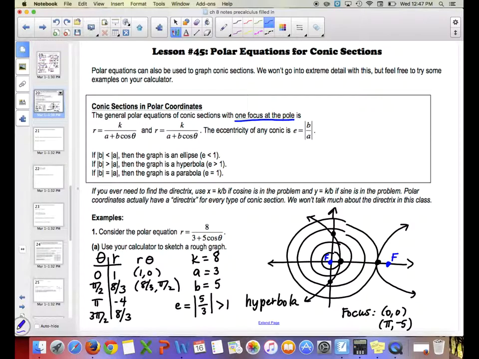So we're always staying along the 0 line and along the pi line, and that's going to happen whenever we have a cosine in our problem. Now if we have a sine in our problem, it will end up being along the pi over 2 line and the 3 pi over 2 line. But you'll see that as you're graphing it.